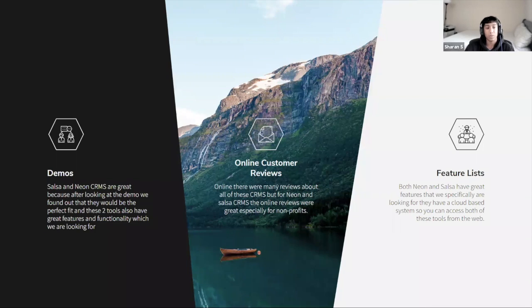In terms of demos, Salsa and Neon CRMs are great because after looking at the demo, we found out that they would be the perfect fit. And these two tools also have great features and functionality we are looking for. When it comes to online customer reviews, there are actually many available reviews about both of them. Mainly, they both state that either Salsa or Neon were their CRM of choice when it comes to nonprofits, and they prefer either one of these due to various preferences and functions.